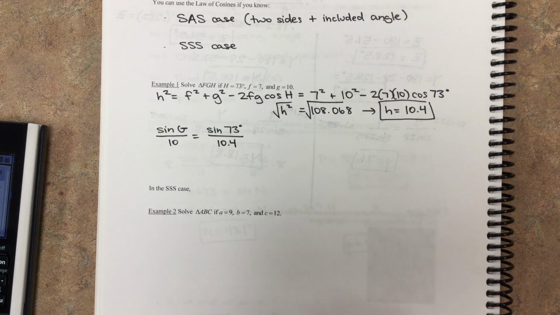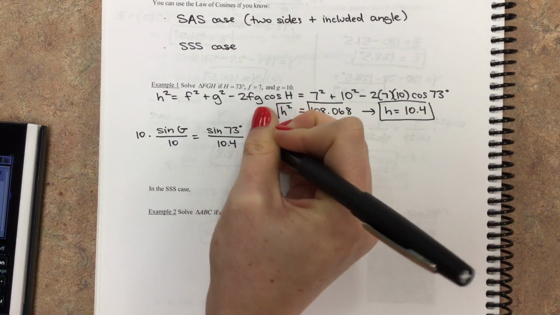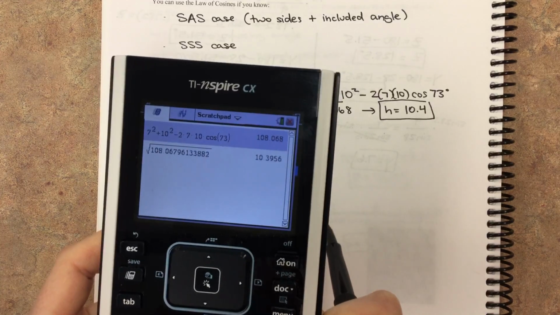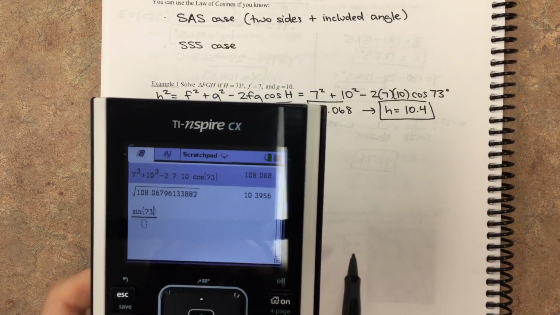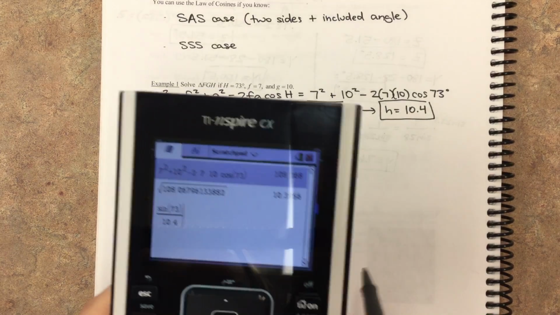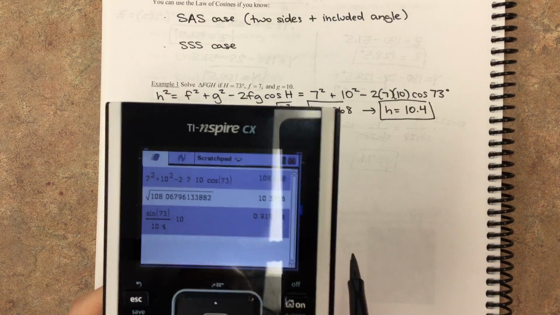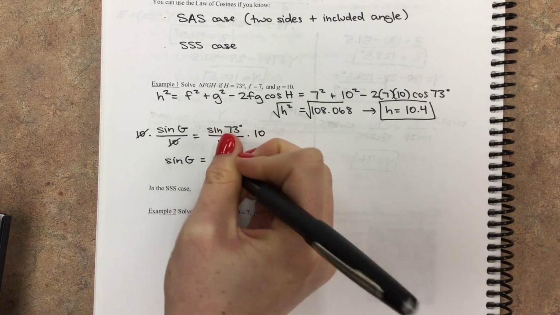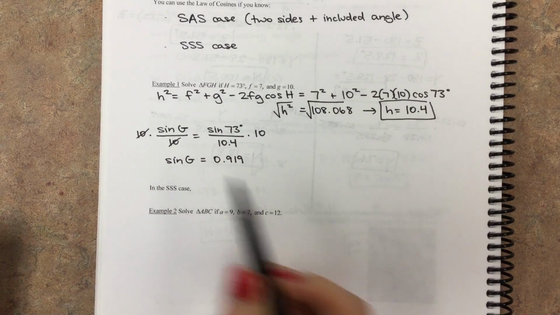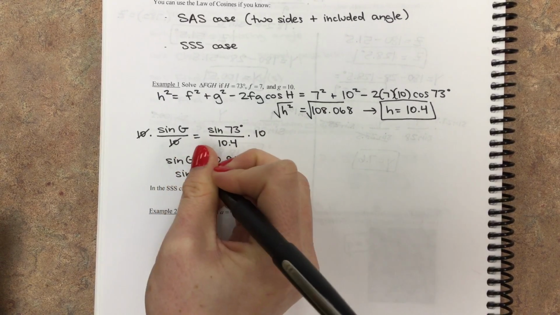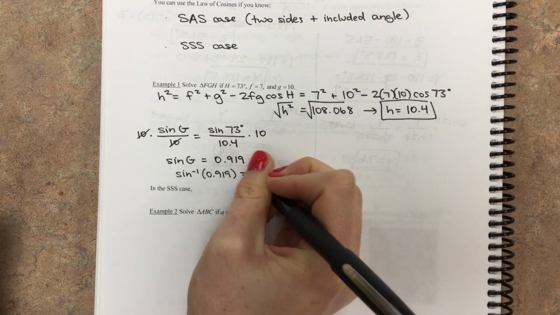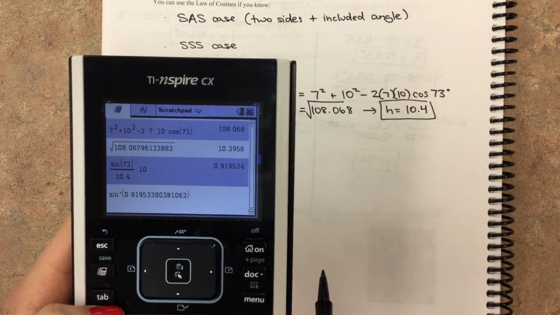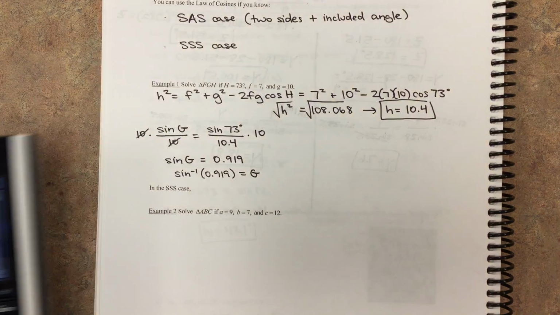In order to get capital G by itself, we're going to start by multiplying both sides by 10. This is basically just yesterday's stuff that we were doing with law of sines. So let's plug this whole side into the calculator. We've got the sine of 73 degrees over 10.4 and then times 10. We get this value right here, about 0.919. Then we take the sine inverse of this value in order to get G by itself. So press that sine inverse key, and I'm just going to paste this value right in. I get about 66.9.